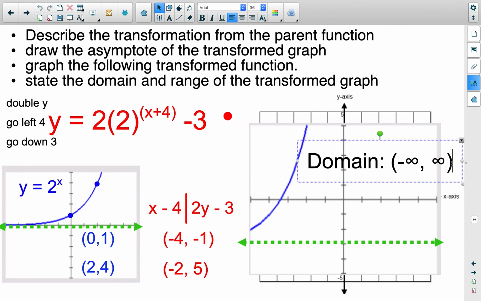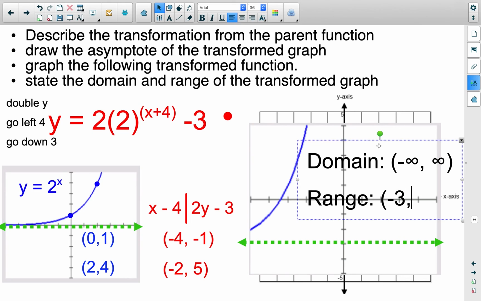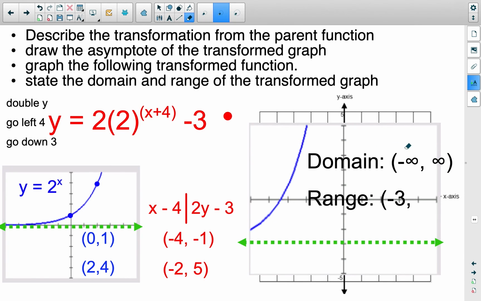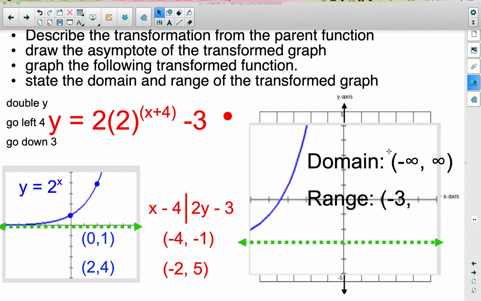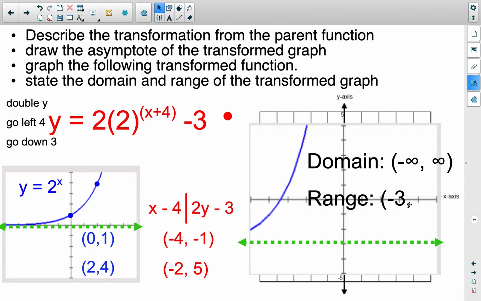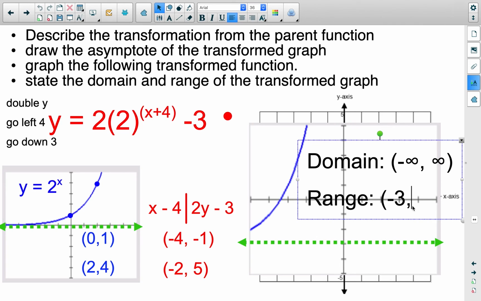And then the range, I'll give you a second to think about this one. What can y be? Well, notice my graph never goes past this asymptote. So it starts at negative 3, not including it, and then it goes up forever and ever and ever. So my range is going to be negative 3 with a parenthesis through infinity. So if you prefer, you can write that as an inequality as well, and you could do, sorry, I can't type and talk at the same time. You could say y is just greater than negative 3.